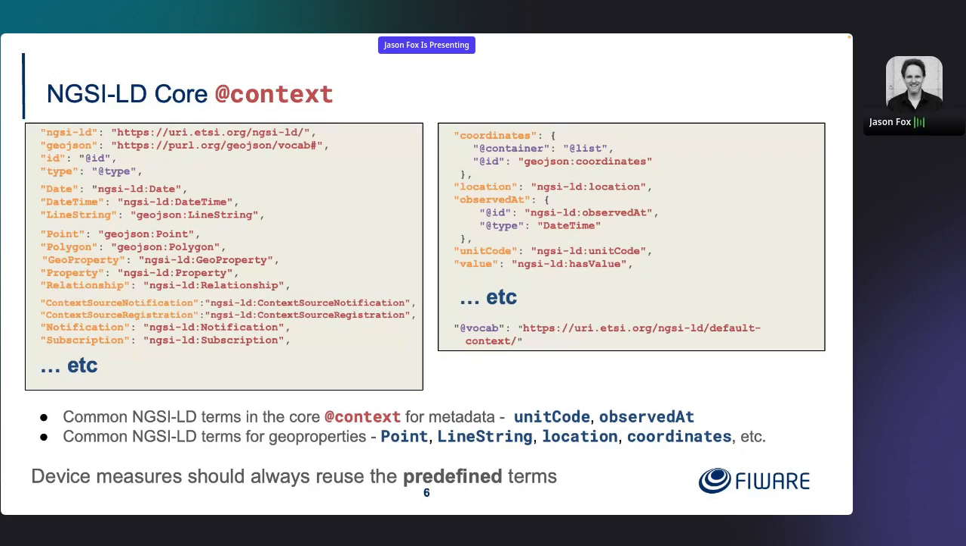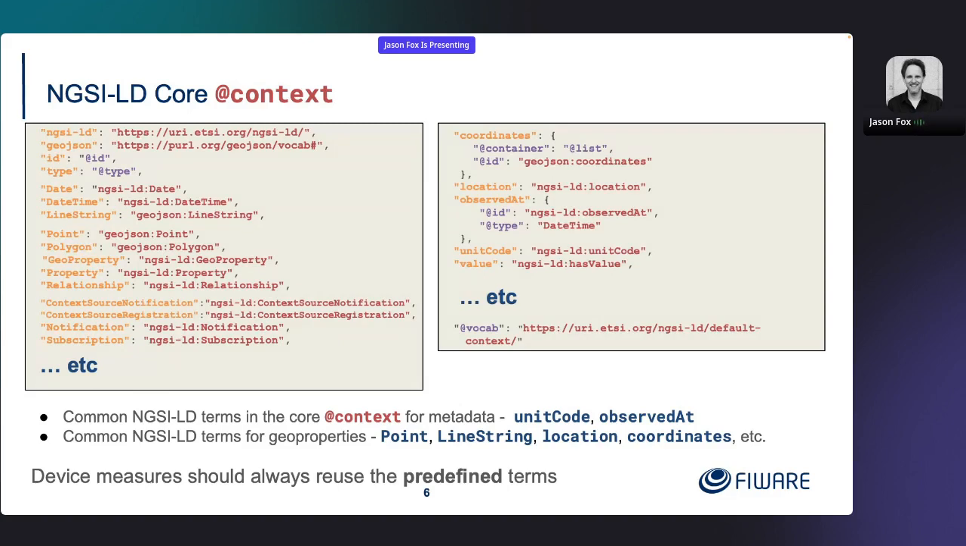The core context holds all your common strings, and again, looking at the bottom right, you've got the very, very last line of the context, which is @vocab. What that means is that if you don't define anything, it will define a rather useless domain for you to put your values in.